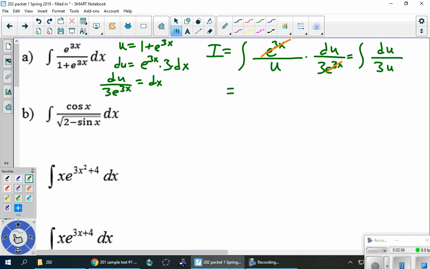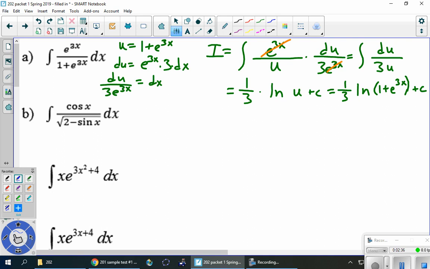And that is equal to 1/3 can come outside, that's the 3 on the bottom. Du over u, that's easy, that's ln. So we go ln of u, don't forget the plus c. And then the last step is to go back, change the u back to the x's. So ln of 1 plus e to the 3x plus c. So there's our answer. Technically, ln should have absolute value inside. I'm not worried about that detail.